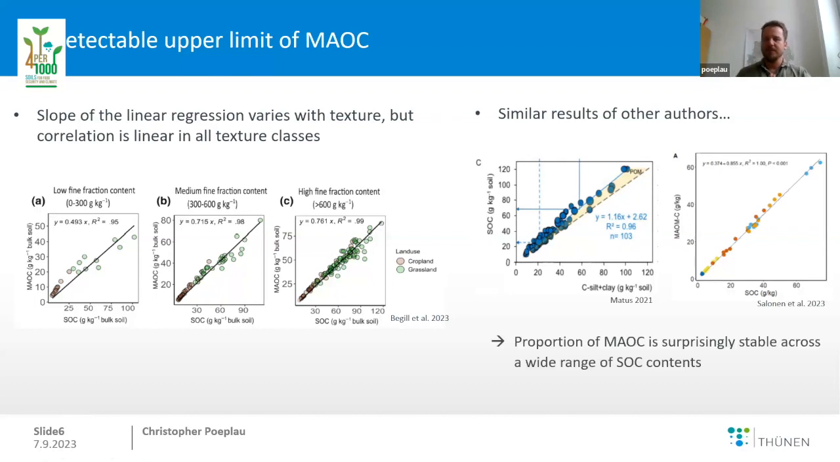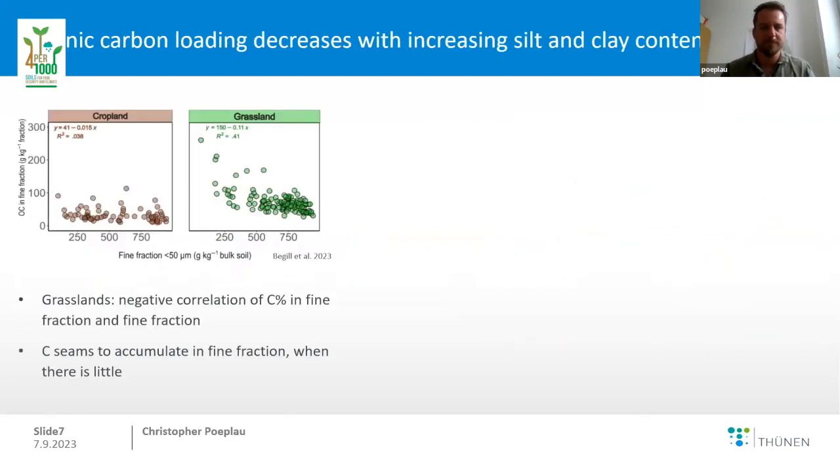So for us, it was really surprising to see how stable this proportion actually is, and just keeps on increasing when you increase SOC. And let's say there are just a few soils, as mentioned, that go so high, but there's no leveling off of mineral associated organic carbon as we define it here. We define it as the fraction smaller than 50 or 53 micrometer.